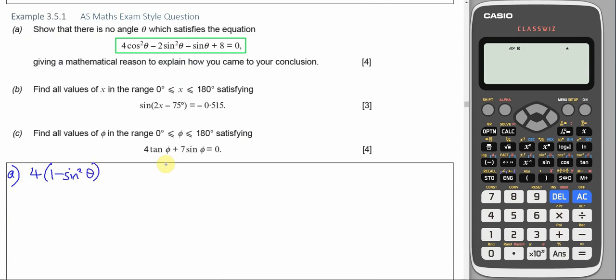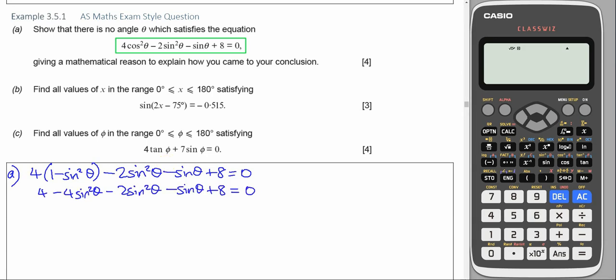The question is in theta, so I must make sure I'm using an angle theta, not x. I'm going to keep everything else the same. So now we have a quadratic equation in sine theta only. There's no cosines in here as well, only sines. So expand the brackets and simplify. I've expanded the brackets. Now I'm going to collect like terms.